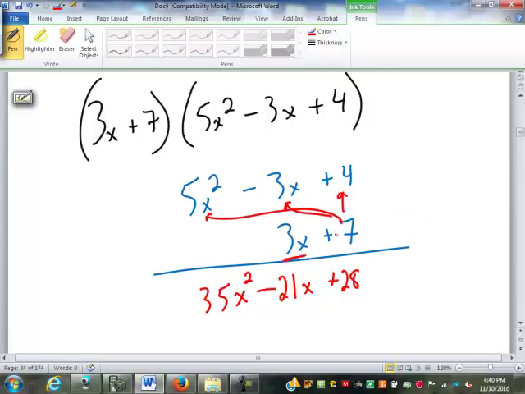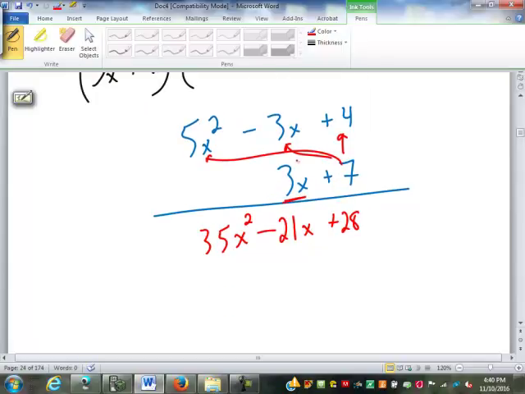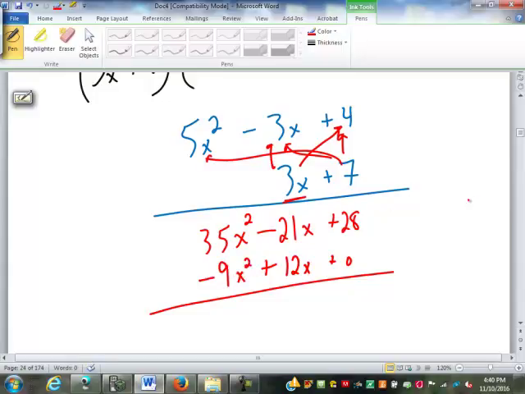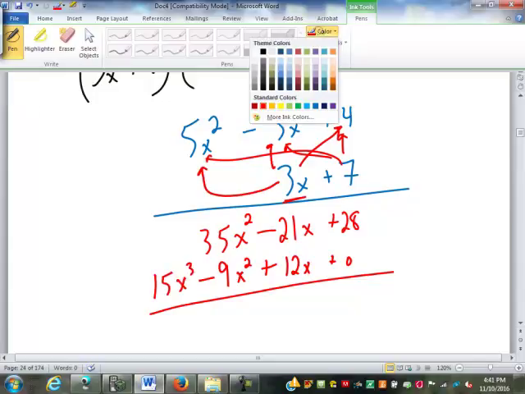Now we move over to the 3x. 3x times 4 is a positive 12x. Notice I'm lining that up with the other x. I could have put in a 0 here to push this over if I wanted to. 3x times negative 3x is a negative 9x squared. 3x times 5x squared is 15x to the third.